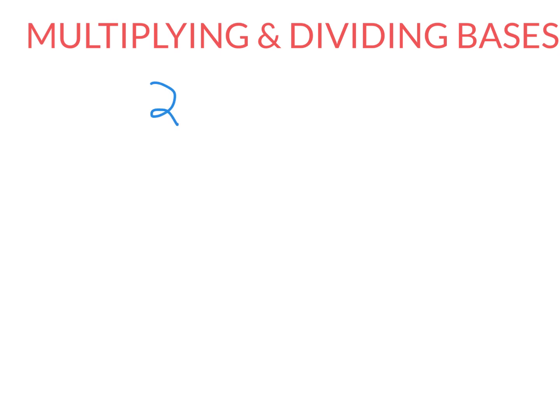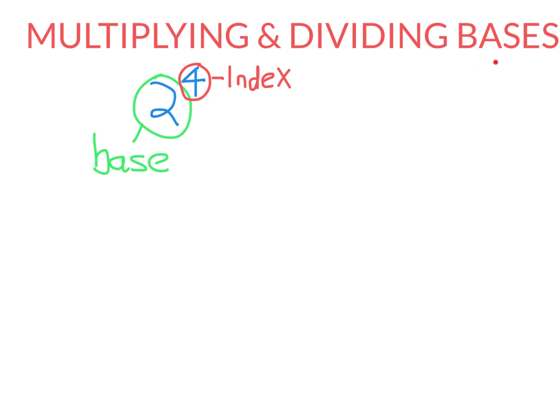Well, if you have something like this, you've probably seen this before. You know we read this as 2 to the power of 4. So the number being raised to the power is called the base, hence the name multiplying and dividing bases. And this smaller number written at the top is called the index or power. So this is said to be in index form because it's something to the power of something.